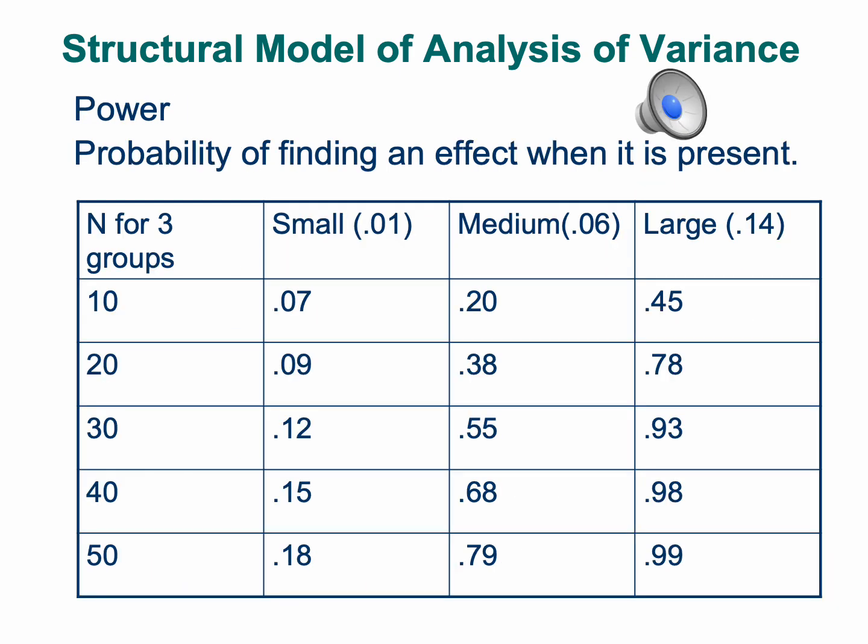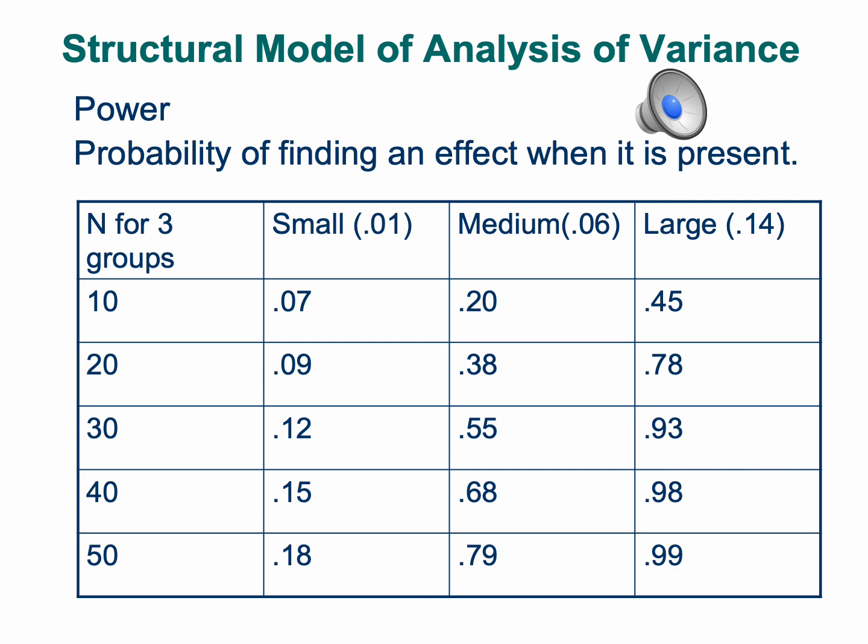All right, now we're going to deal with the issue of power in the structural model. Now remember, power is the probability of finding an effect when it's actually present. So when you actually have an effect, a difference between the means, it's the probability of finding that effect when it's present. Now you can imagine that small effects are harder to find than large, and the more subjects you have, the better chance you're going to find an effect, no matter if it's small or large. But particularly small effects are easier to find when you have more subjects.